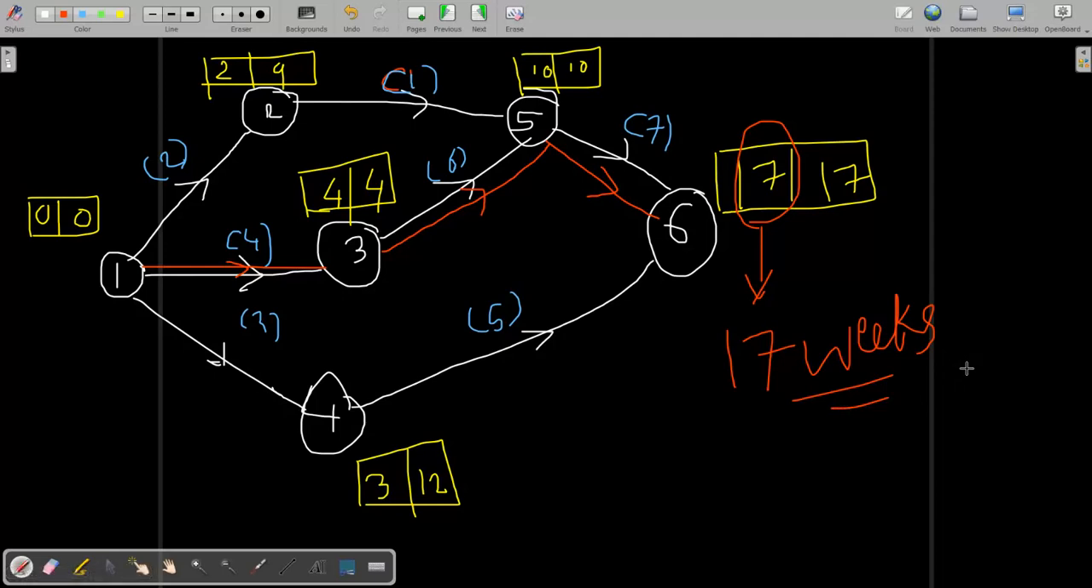I hope you understand, and this is the revision section as I told you earlier. I assume you know some basics and have done this in the past, but this is for revision. Hope you understand.